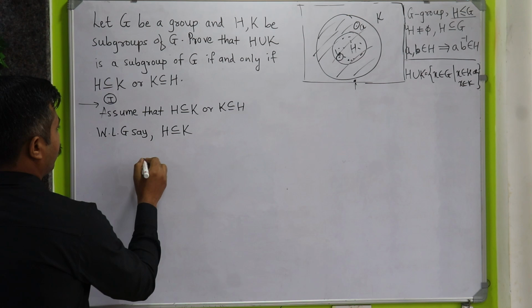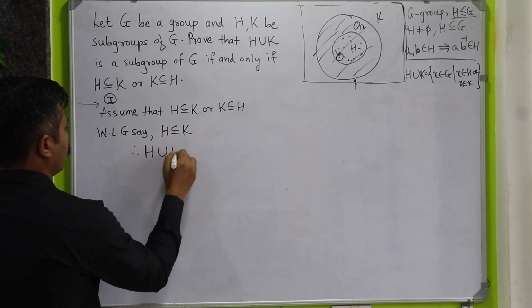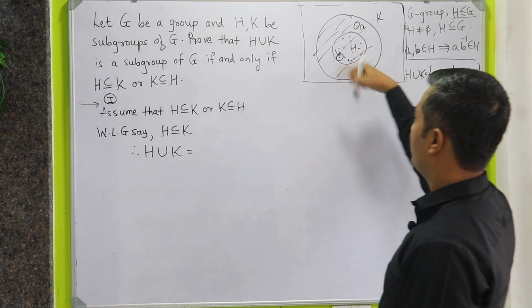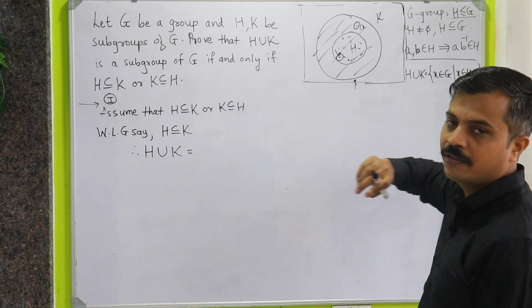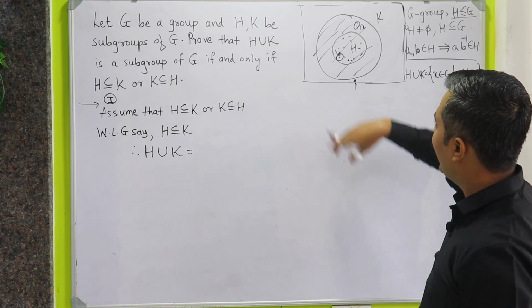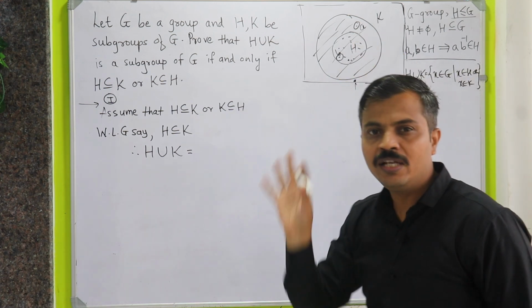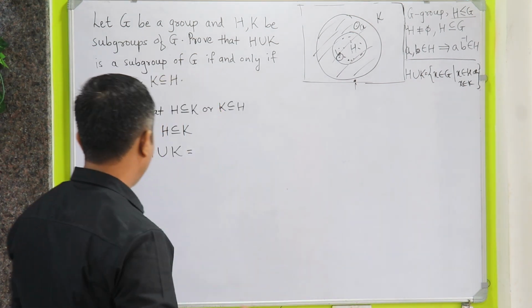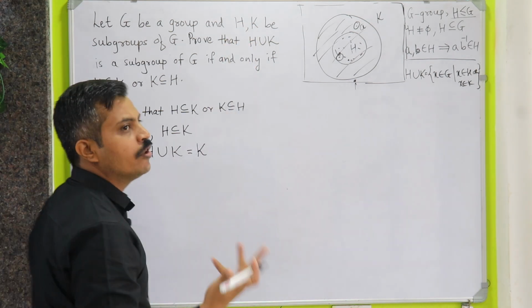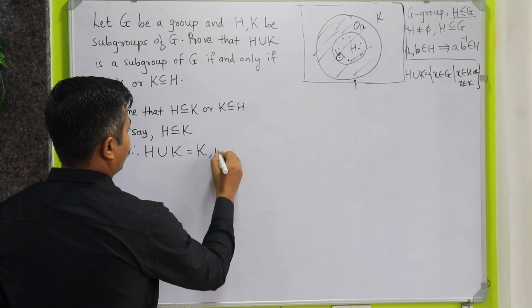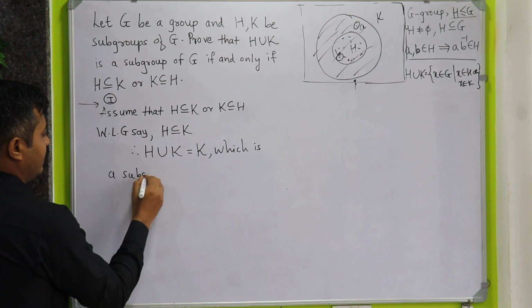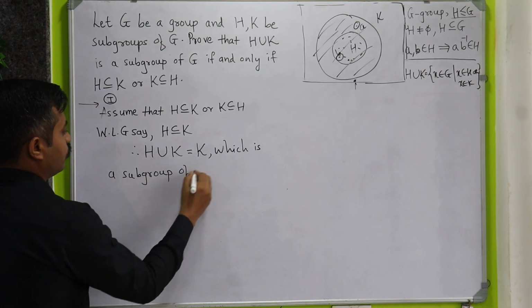So if H is a subset of K, therefore what will be H union K? That is the big question. And if you see this diagram properly, H is inside K, right? Meaning H is a subset of K. So what is our H union K? H union K will come out to be K again, right? So this is equal to K, but K is already a subgroup of G. So I will say which is a subgroup of G, and that is exactly what we wanted to prove.